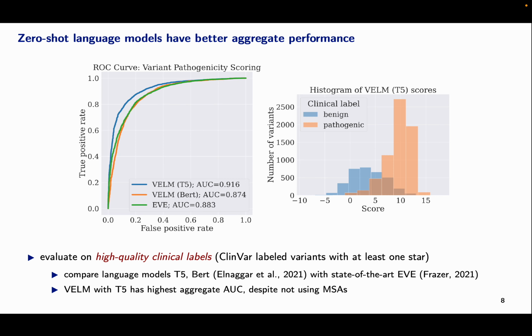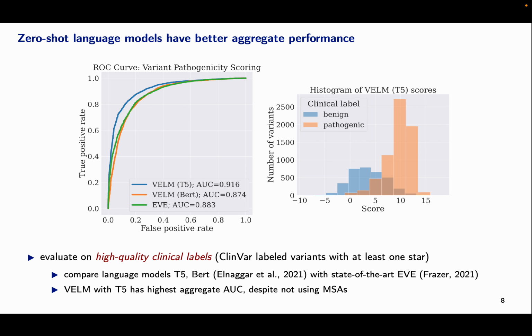So we can look at some results. Here I have the ROC curves for three methods. VELM is what we're calling this method, variant effect via language models. And we can use pre-trained protein language models with different architectures. Here's T5 and BERT, just two of them. And T5 performs the best of the ones we tried.